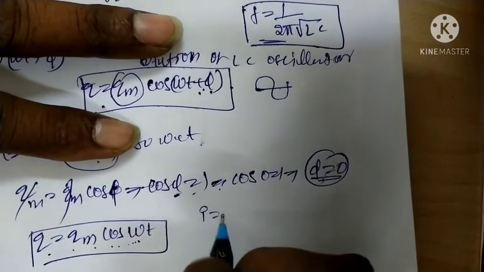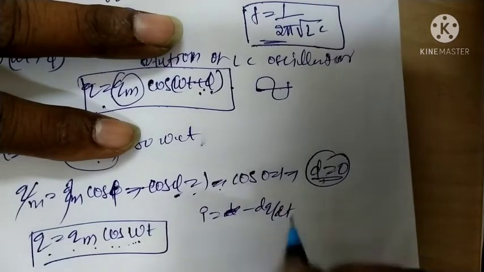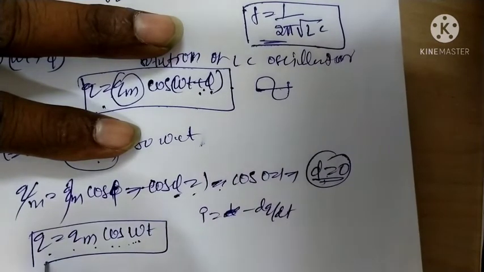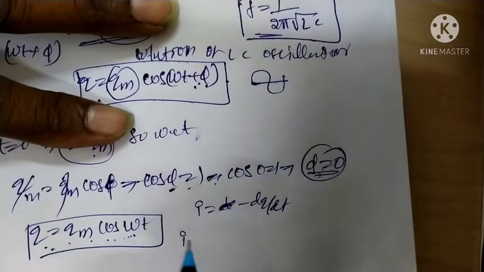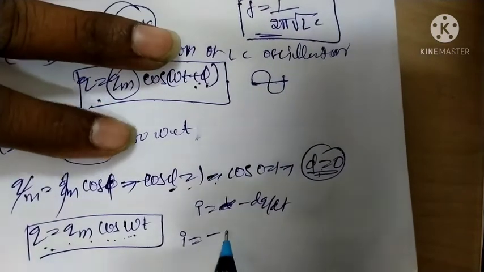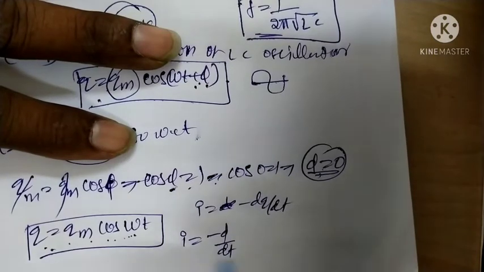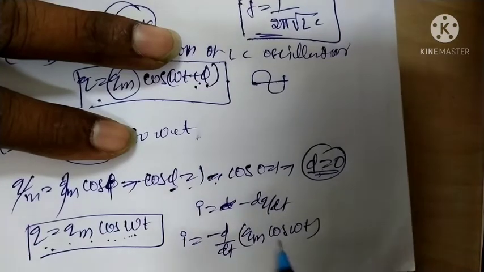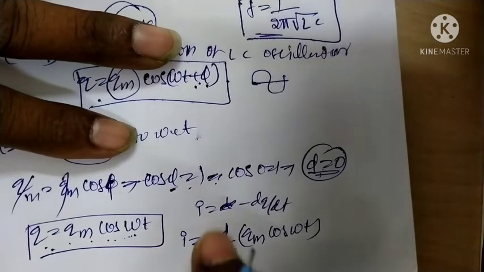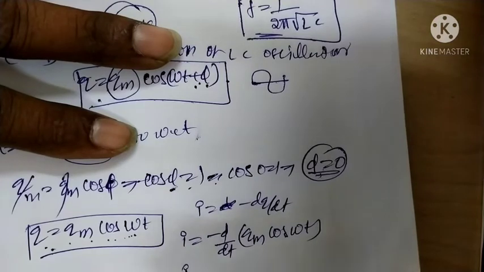Okay, what is the I value? I is equal to minus dq by dt. Substituting the q value in this equation, I is equal to minus d by dt of qm cos omega t. That is, I is equal to minus qm omega, since omega comes out of the derivative.